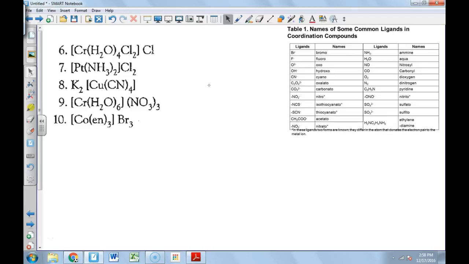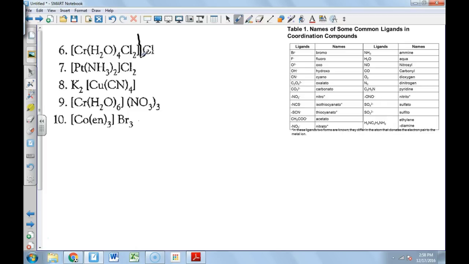Everybody, let's go over some sample problems from the Ultimate Chemical Equations Handbook, questions 6 through 10 on problem set 5-1, talking about how to name coordination compounds. When we name coordination compounds, we want to split this in half.